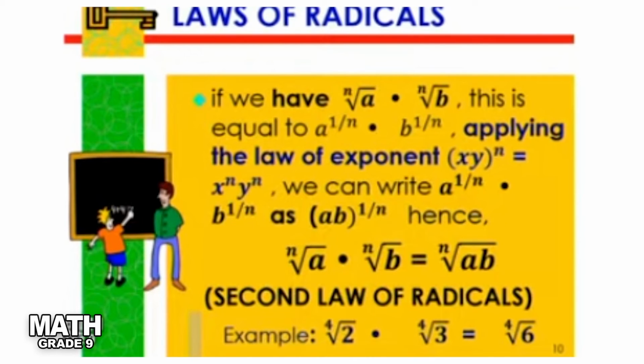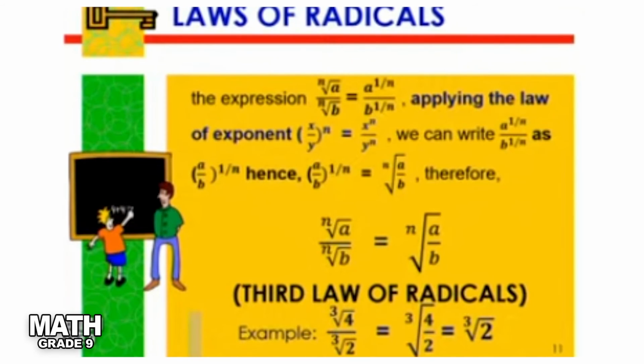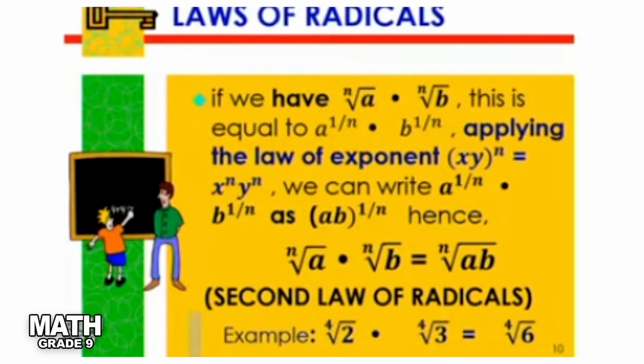Hence, the nth root of A times the nth root of B is equal to the nth root of A times B. This is the second law of radical. Again, the second law of radical is the nth root of A times the nth root of B is equal to the nth root of A times B.